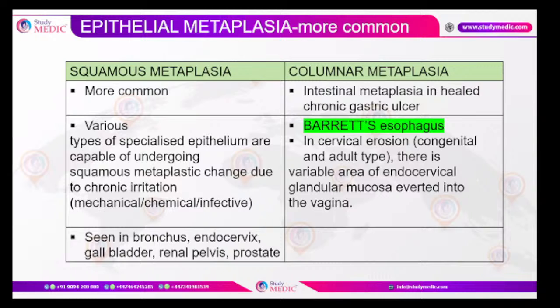And then in columnar metaplasia, you can see that there is an intestinal metaplasia in healed chronic gastric ulcer. And as we have discussed regarding Barrett's esophagus, where the squamous is becoming columnar epithelium, and also the cervical erosion. Okay, there is a variable area of endocervical glandular mucosa, which gets everted into the vagina. That is also one of the types of columnar metaplasia.